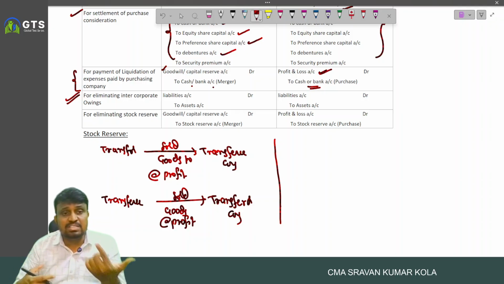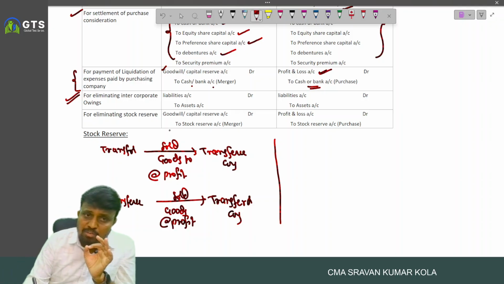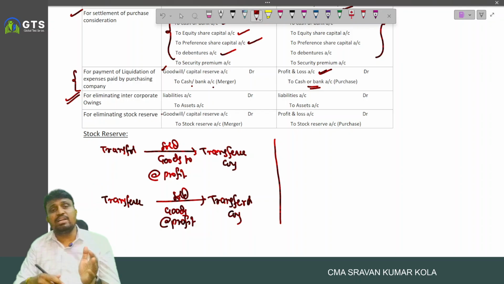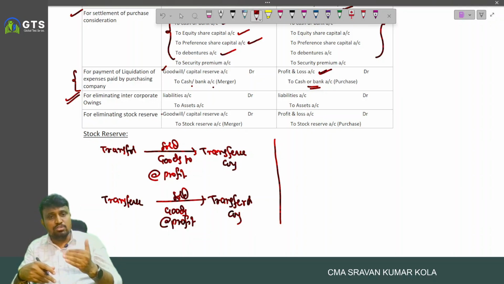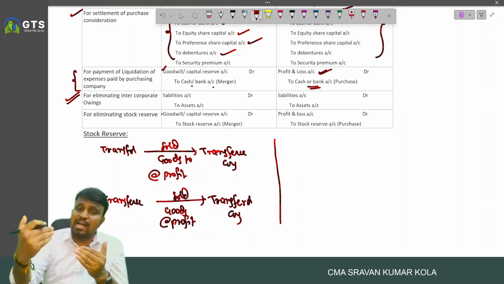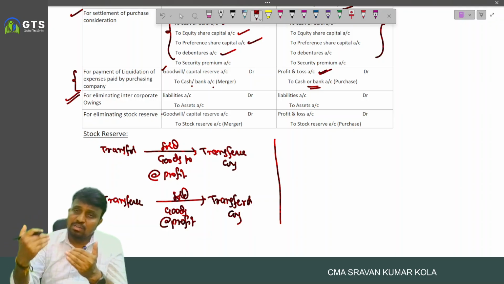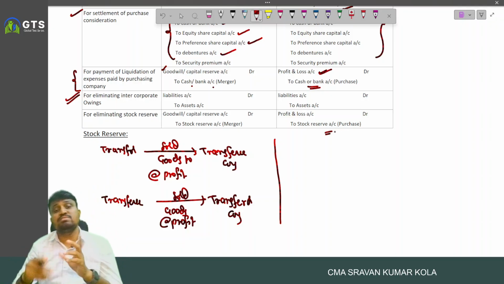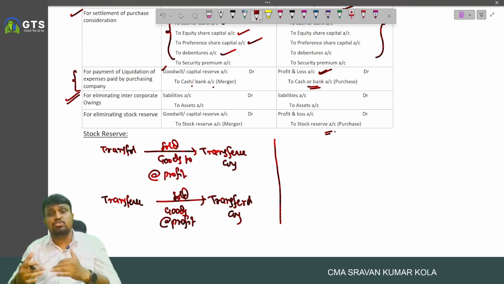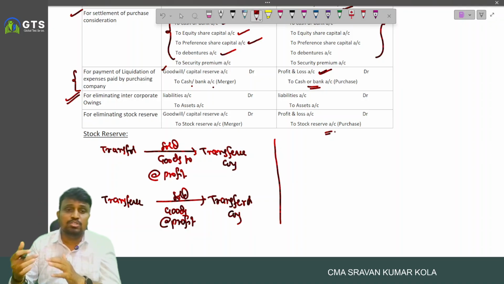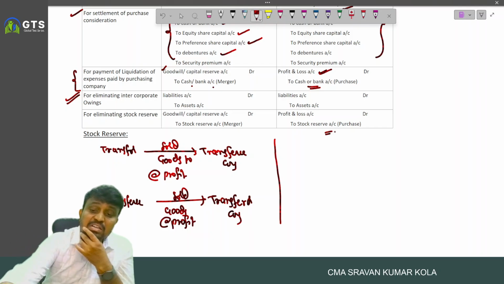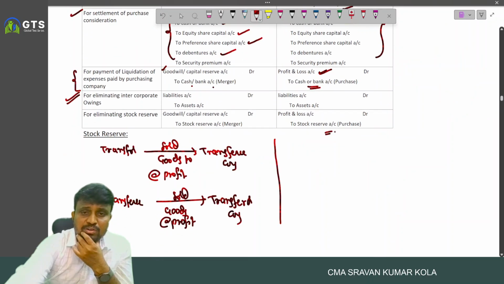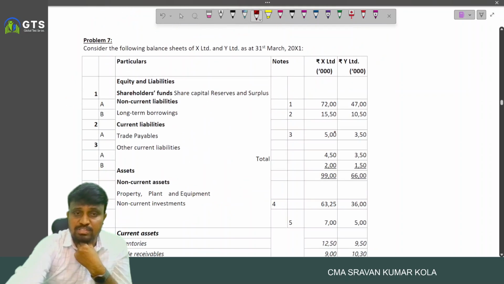And what is the adjusting entry to be recorded? In case of amalgamation in the nature of merger, simply we write goodwill or capital reserve account debited to stock reserve. In case of amalgamation in the nature of purchase, profit and loss account debited to stock reserve. And the stock reserve is required to be shown as a reduction from the stock. And these are the journal entries we have to record in case of purchase, and in case of merger method, meaning pooling of interest method.